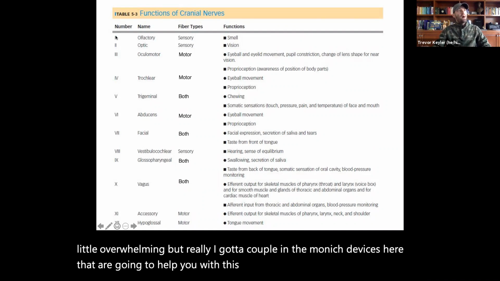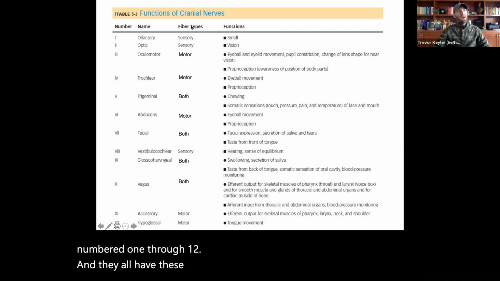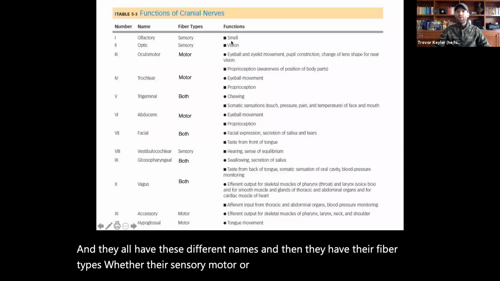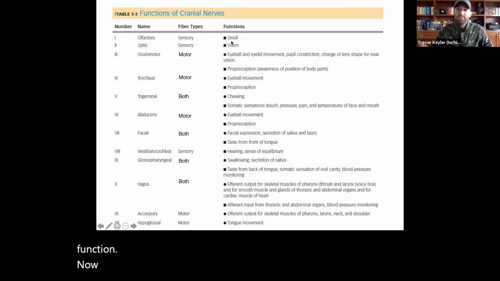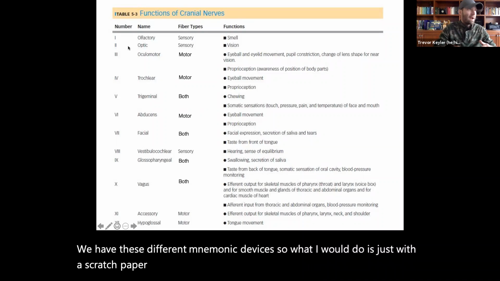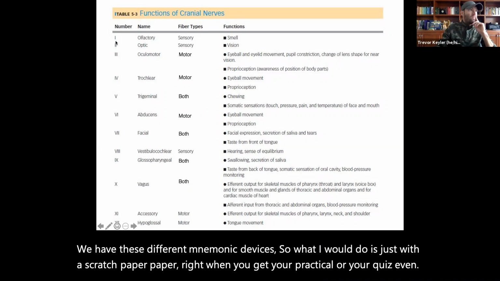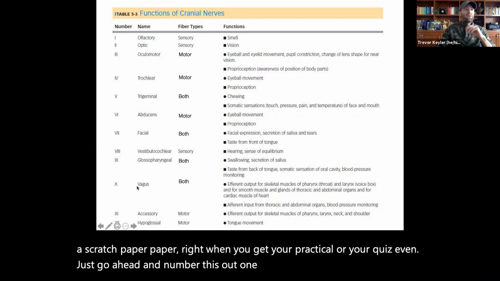So you can see they're numbered 1 through 12. Okay? And they all have these different names, and then they have their fiber types, whether they're sensory, motor, or both. And then we give you their function. Okay? Now, to help with this, we have these different mnemonic devices. So what I would do is just with a scratch piece of paper, right when you get your practical or your quiz even, just go ahead and number this out, 1 through 12, and then remember these devices.